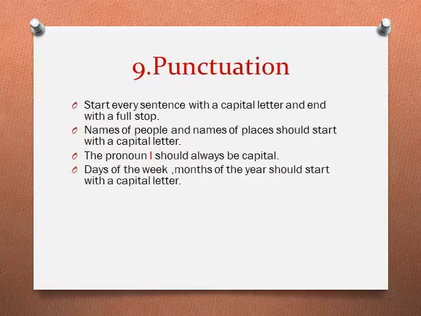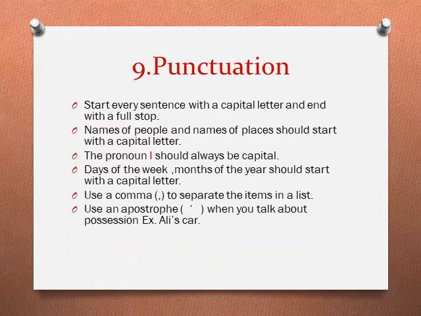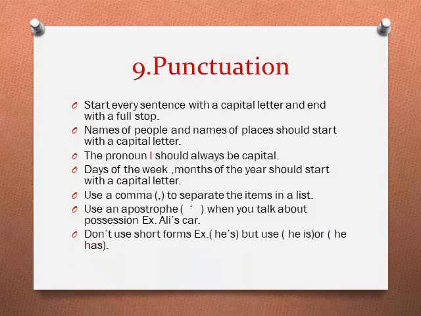Use a comma to separate the items in a list. Use an apostrophe when you talk about possession, like Alice's car. Don't use short form like he's, but use he is or she is or he has.